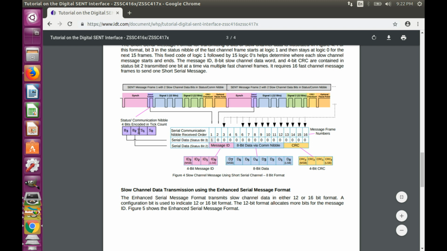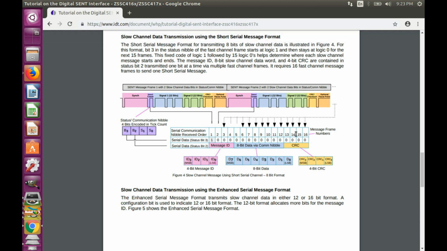its two highest bits, here it's bits 2 and 3, and line them up in a table like this. From the first packet we'll take those bits 3 and 2. From the second packet that we received, we put bits 3 and 2, and so on for 16 packets. And this will form our slow SENT message.